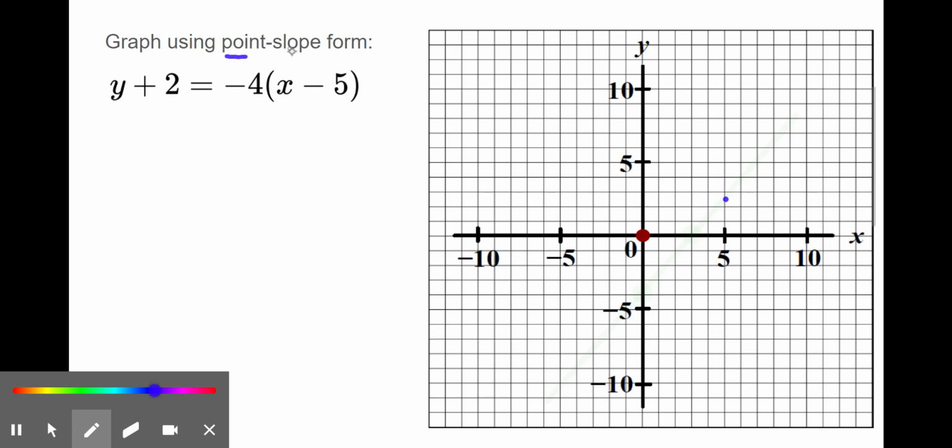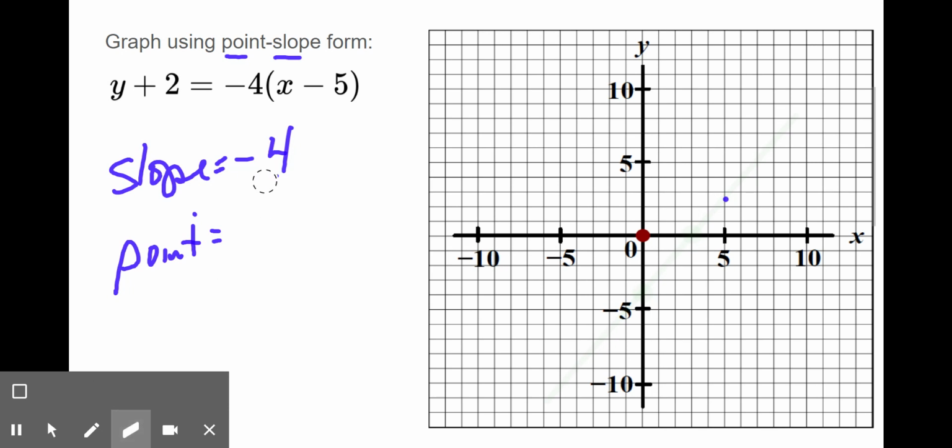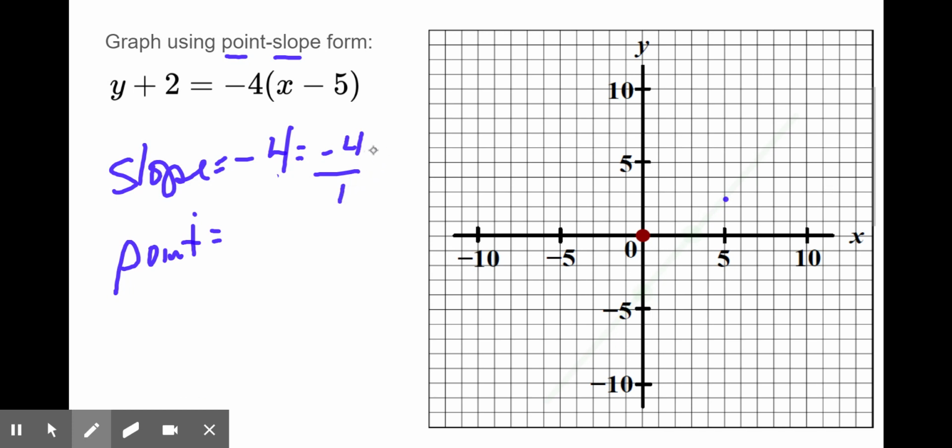So we're going to graph using point slope form. This is in point slope form. I can get a slope and a point from it. So my slope is going to be negative 4, which I can turn into negative 4 over 1. That's going to be rise over run. And again, be careful when you have a negative slope. Remember, only one of the numbers can be a negative, either the 4 or the 1. You can't have negatives on both.